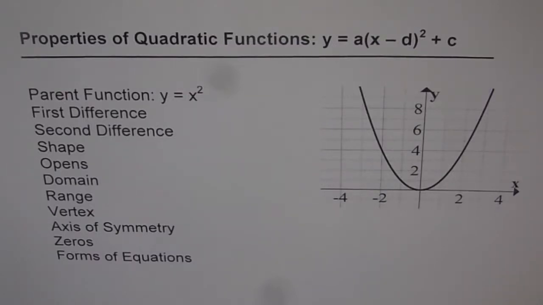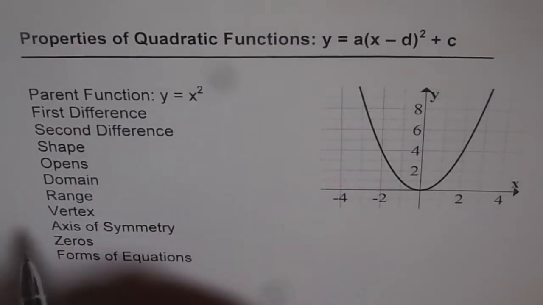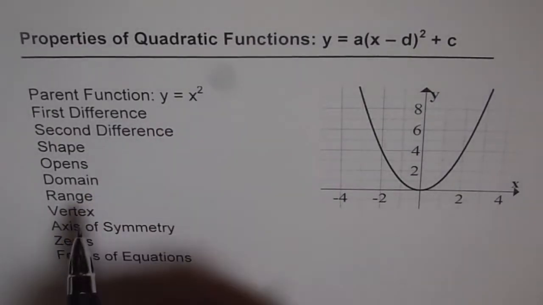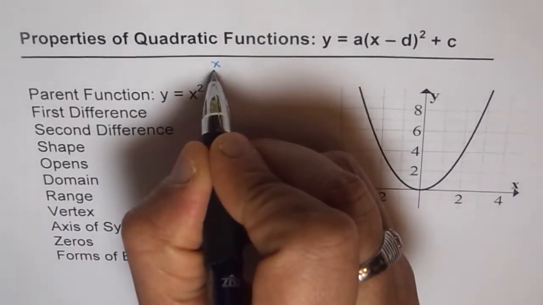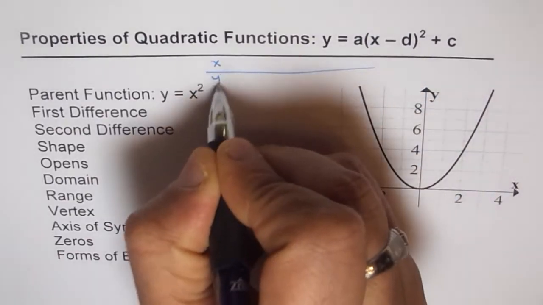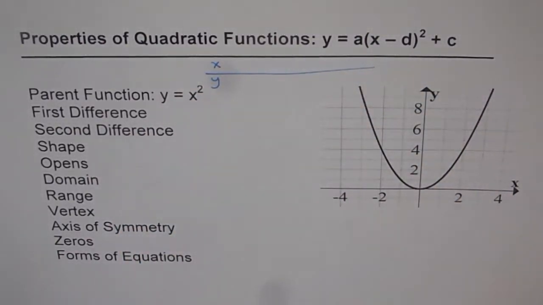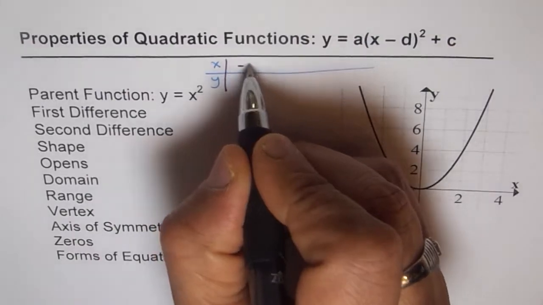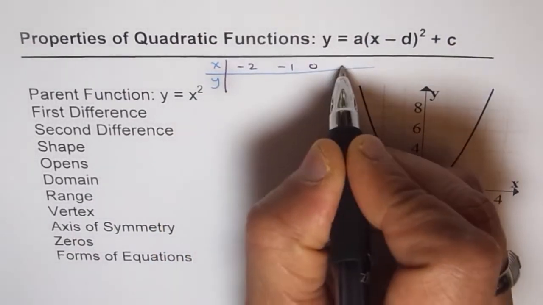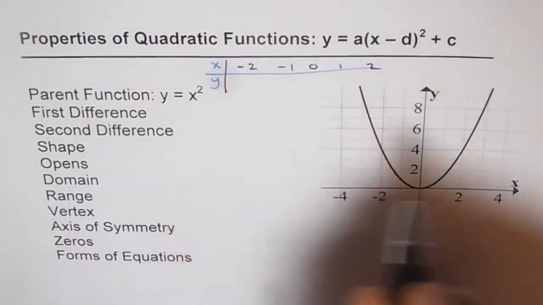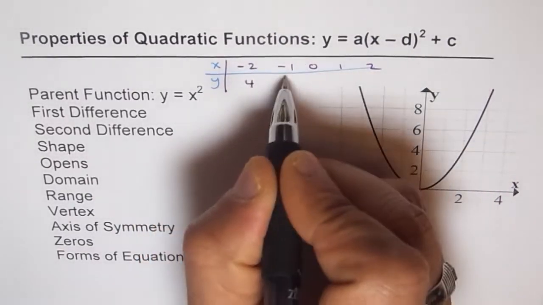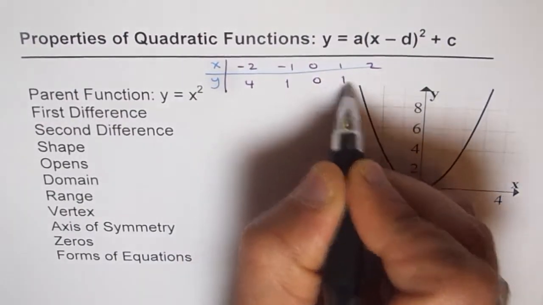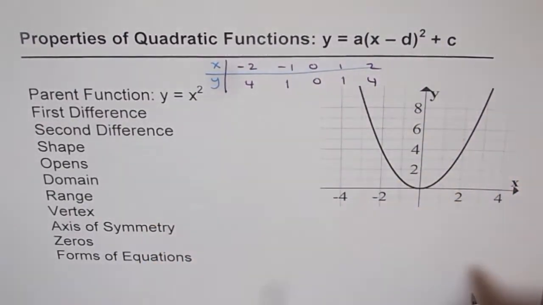Okay, so let's look into the parent function y equals x squared. The key points which we always consider when we say parent function y equals x squared are the points for x and y, where x values are normally taken as -2, -1, 0, 1, and 2. And the corresponding y values are the squares of these numbers: 4, 1, 0, 1, and 4. So that is the set of x and y values.